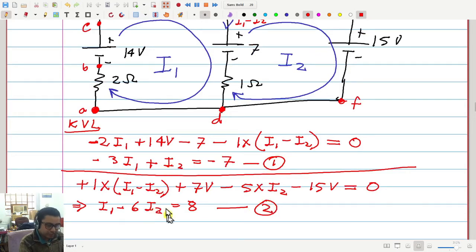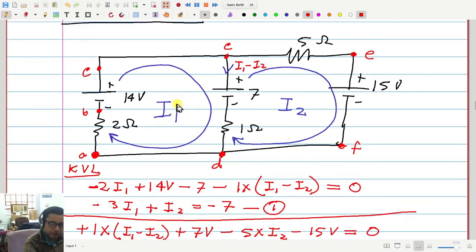Now you can solve these two equations, and if you do that, I already did it at home, so you will get I1 equal to 2 and I2 equal to -1. Okay, now once you know these two values, this is equal to 2 ampere, this is equal to -1 ampere, now you can find out everything else that you need. For example, how much is this current here? That will be 2 minus -1, so this will be 3 ampere.